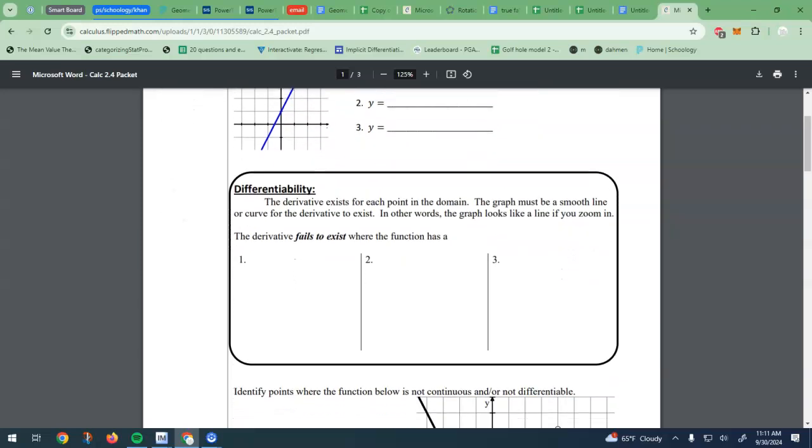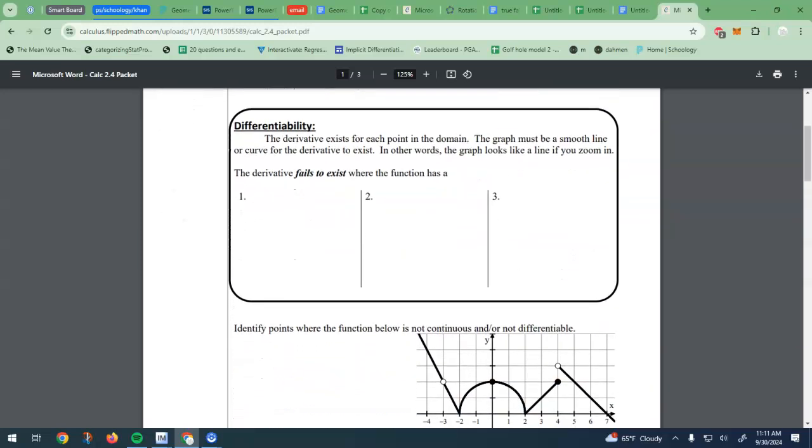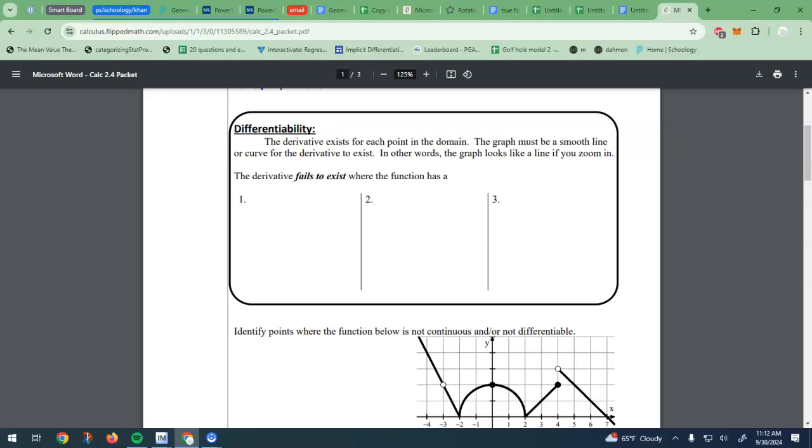Don't worry about that top part. We're not going to do it. So differentiable just means you can take the derivative. There are certain situations where you cannot take the derivative. That's what we want to go through. You cannot take the derivative if the function has a cusp or a corner. A cusp is like two curves that come together to a point. Corners, obviously, something like that. Or it could be a combination of both.